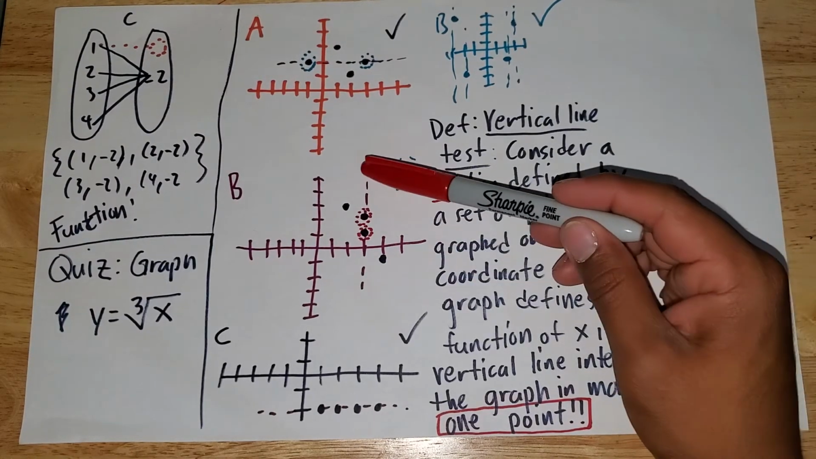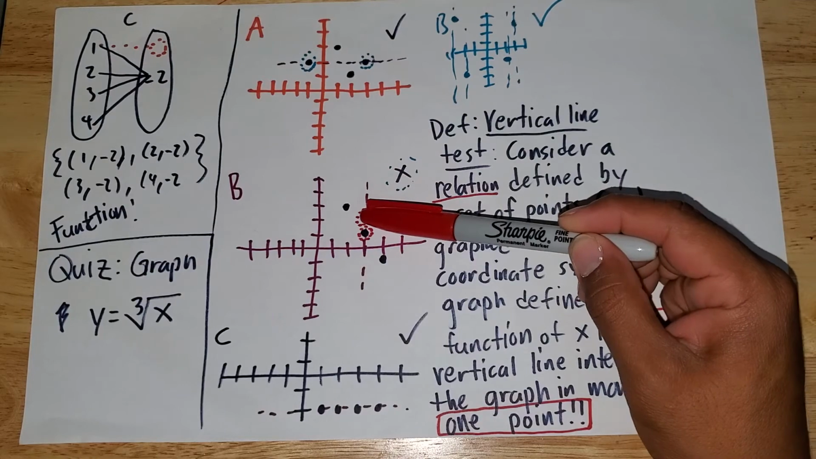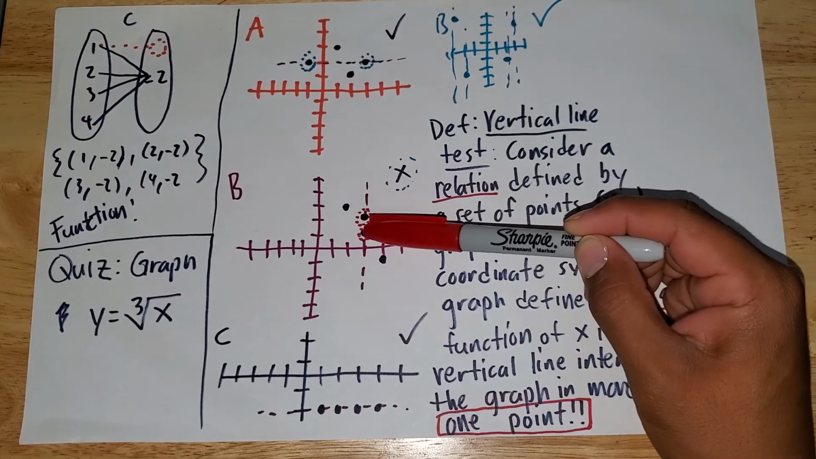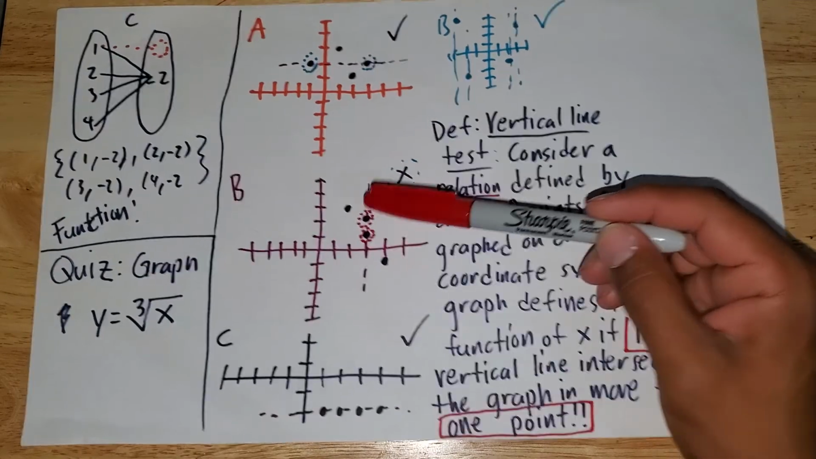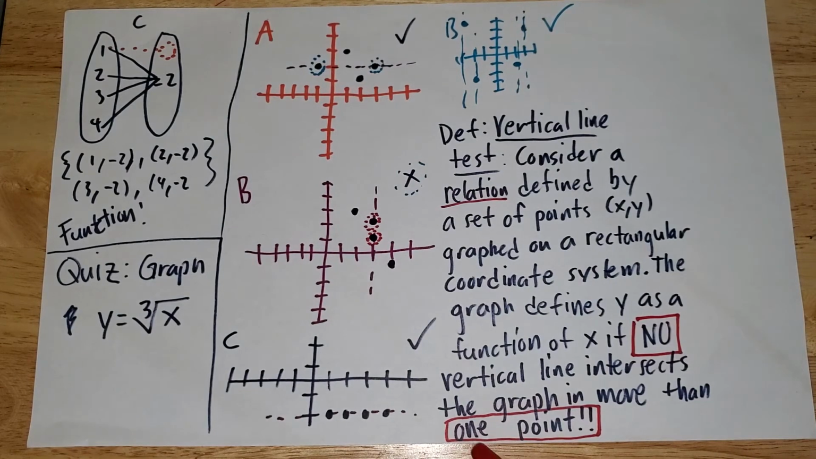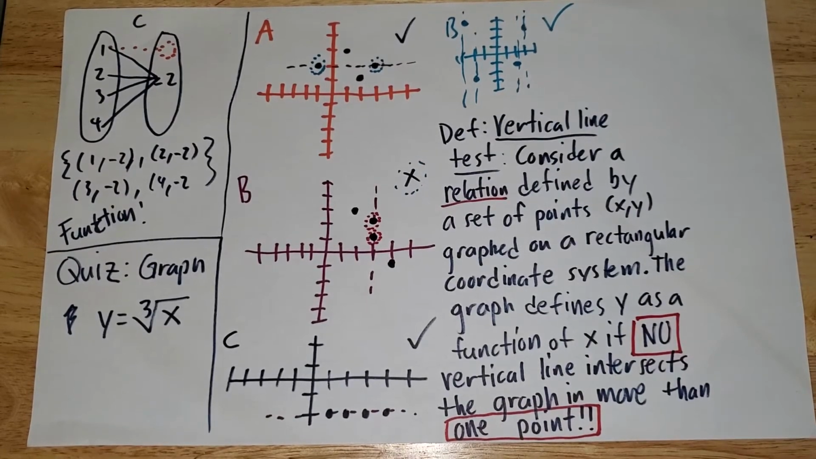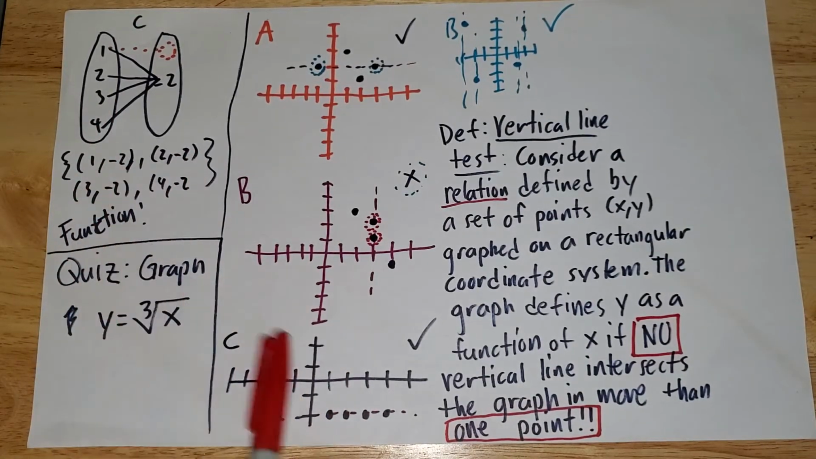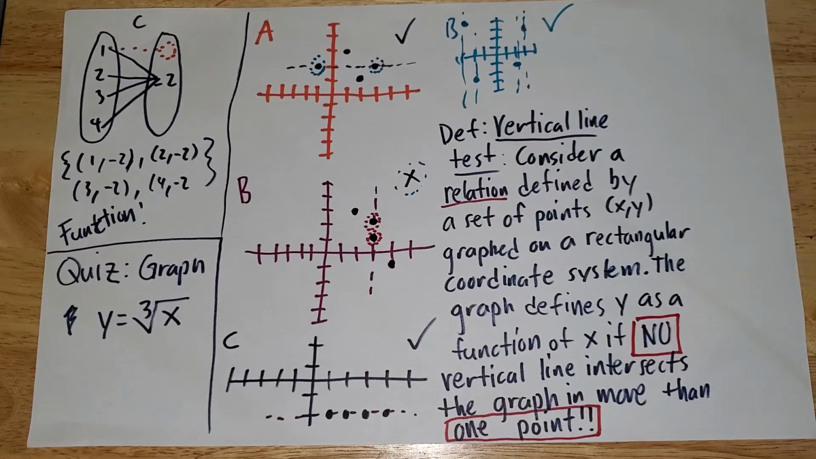Because if we make a vertical line here, it intersects at this point, and it intersects at this second point. So there, it already intersected more than once. As soon as it intersects more than once, then it's definitely not going to be a function. So we can use this. Like I said, we're looking at the ordered pairs. Here we're only looking at 4 ordered pairs.